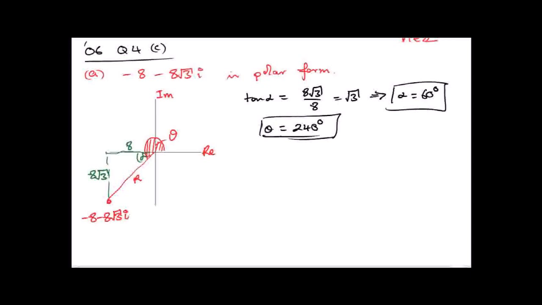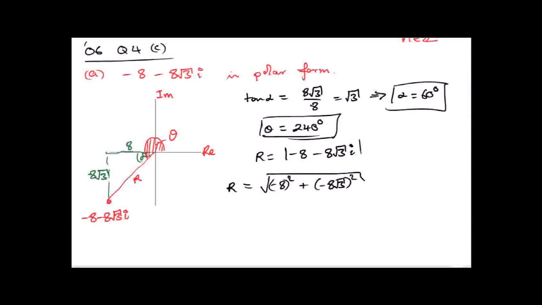Next up is R. What is R? Well, R is going to be the modulus of minus 8 minus 8 root 3 i. So R equals the square root of minus 8 squared plus minus 8 root 3 squared. Notice, the sign in the middle is always plus, no mention of i for about the 40th time today.